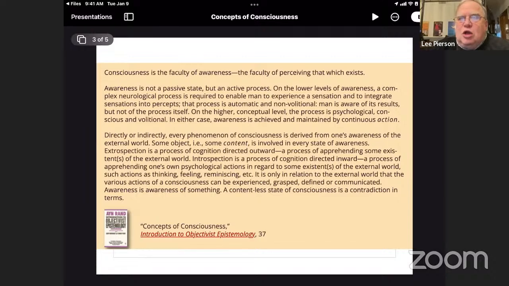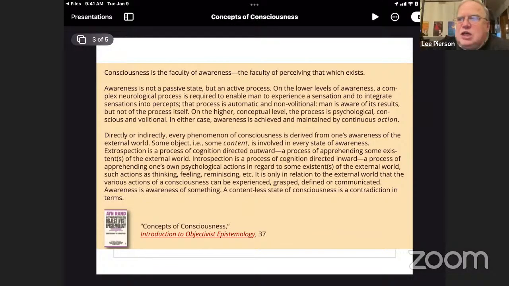"Man is aware of its results, but not of the process itself." I think that's generally true. I don't know if you mean introspectively. Of course, we can become aware of the process by science. But if she's referring to introspection here, that is, I would say, generally true.